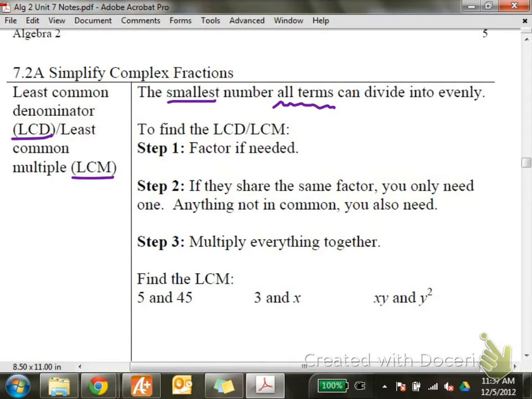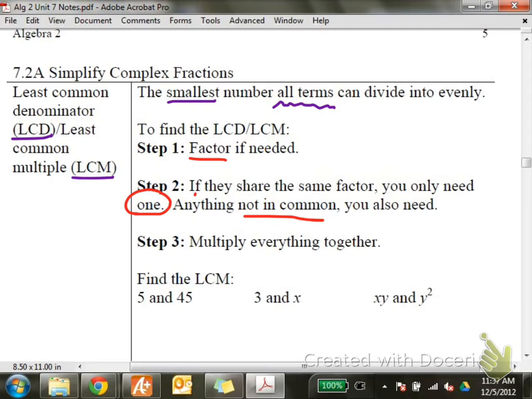My steps to finding the LCD. Step 1, I am going to factor if needed. If they share the same factor, we only need one. So if your denominators share the same factor, you only need one of them. Anything not in common, you also need.